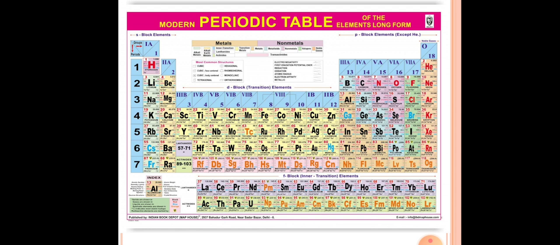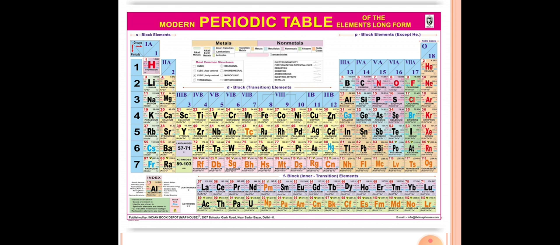So this is the modern periodic table, in which a total of 118 elements are placed, and we can see the different blocks here. The elements from group 1 and 2 are called S block elements. The elements from group 13 to group 18 are called P block elements, and the elements from group 3 to group 12 are called D block elements, and the elements present in the lanthanide series and actinide series at the bottom of the modern periodic table are called F block elements.